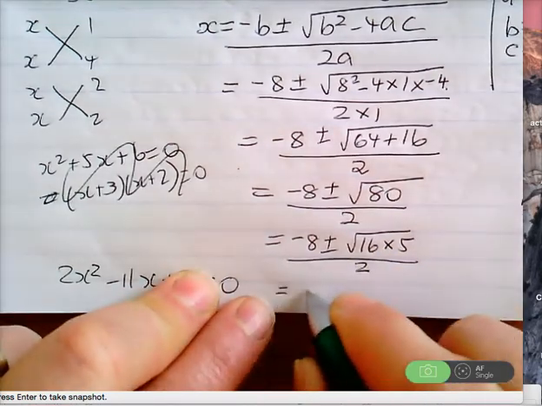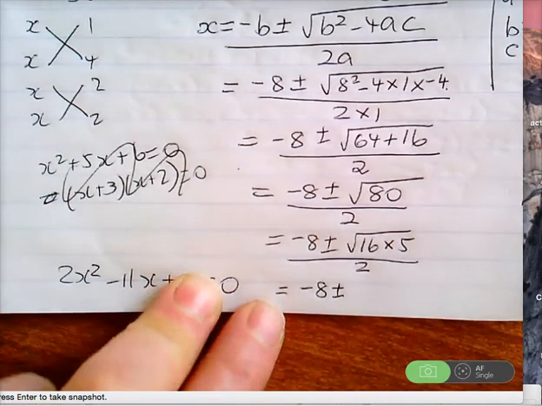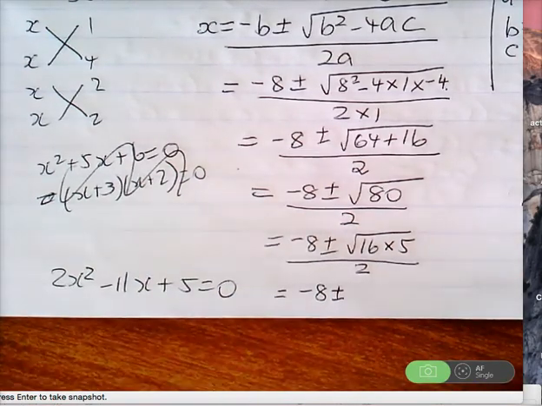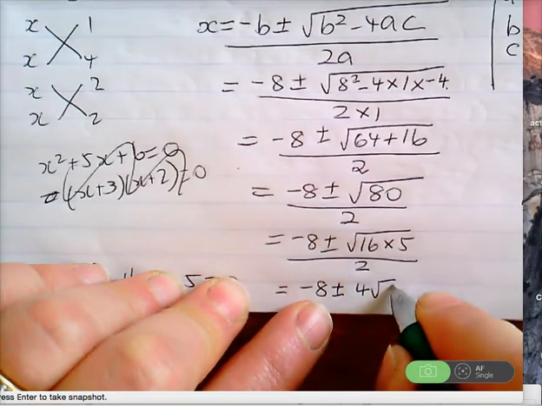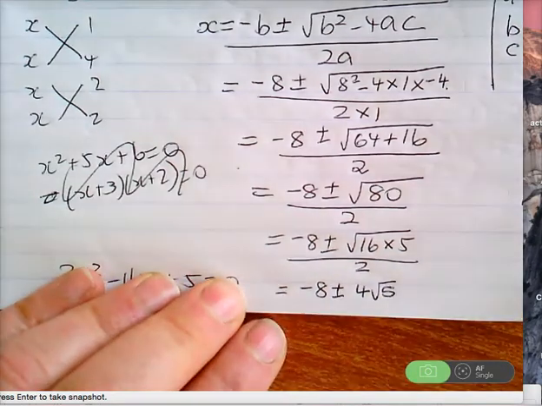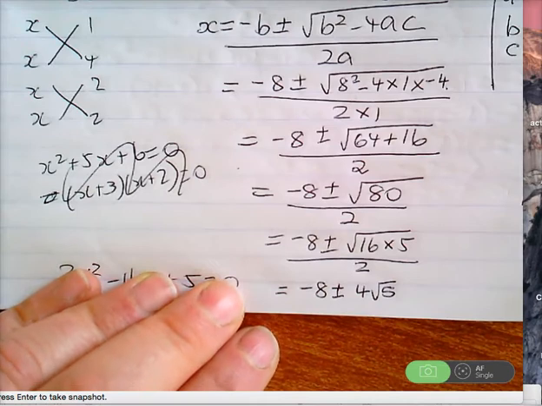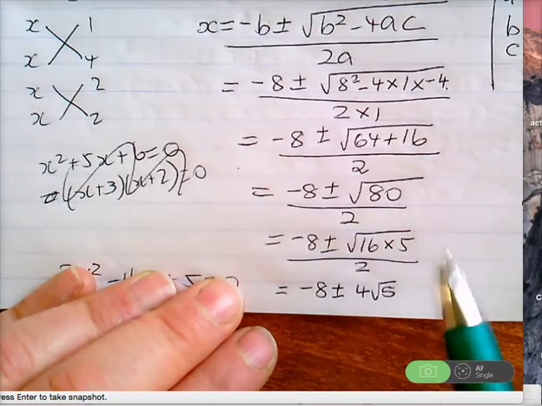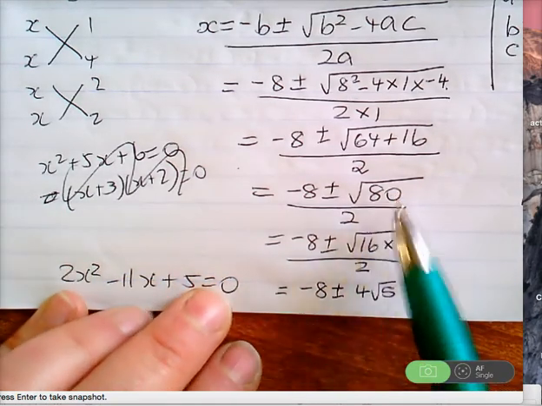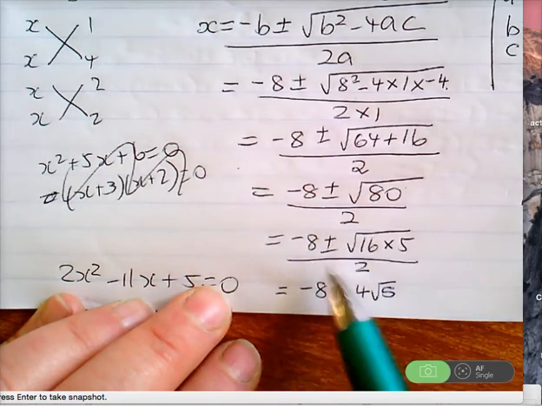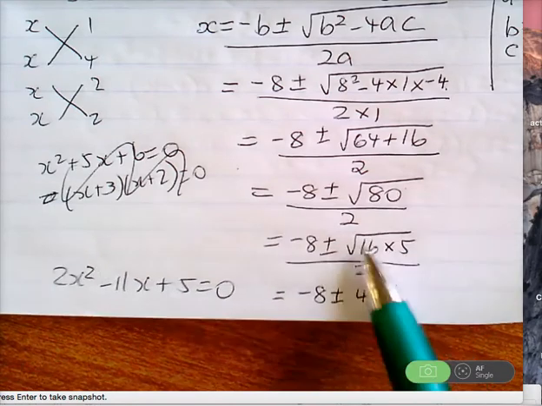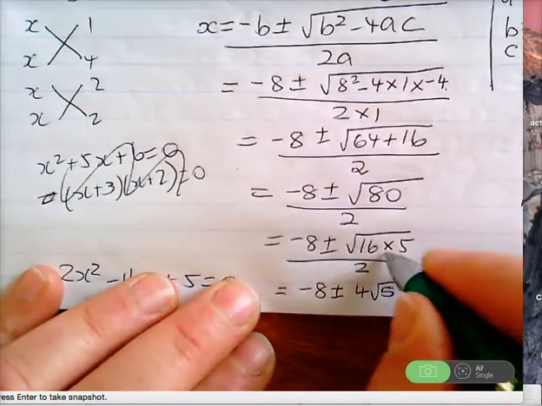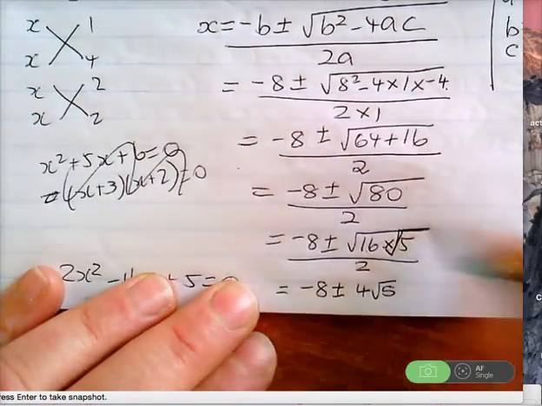Girls, you need to watch this. It's negative 8 plus or minus, what's the square root of 16? 4. So you do them separately. The square root of 16 is 4. If I ask you this, you have to do it this way. So you need to simplify the surds. Negative 8 plus or minus square root of 80 is the same as negative 8 plus or minus the square root of 16 times 5, or the square root of 16 times the square root of 5. You can put them both like that.